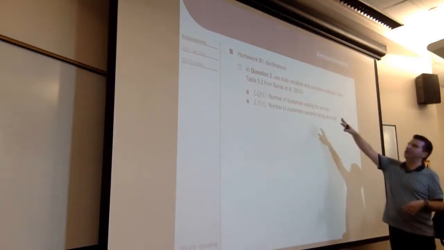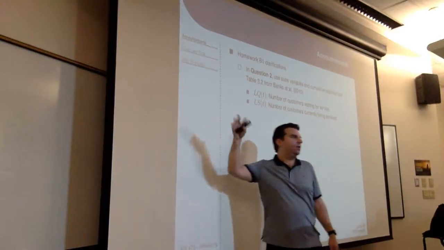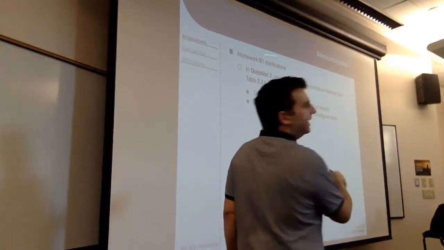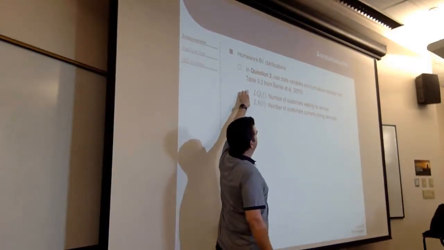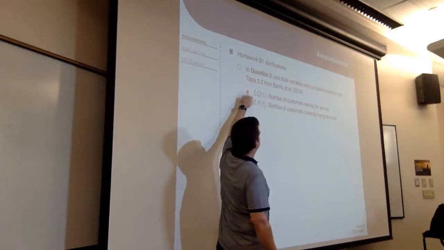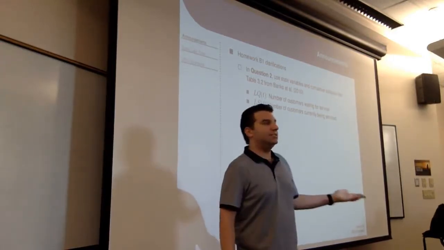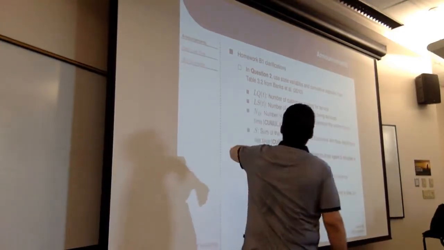The other thing, when you go to question 2, if you're having trouble figuring out what these things are, LQ, LS, and all that, they all come from table 3.2 in the course textbook. Just as a quick review here, LQ is the number of customers waiting for service in the queue. LS is the number of customers currently being serviced. So LS will always be either 0 or 1 for this example.